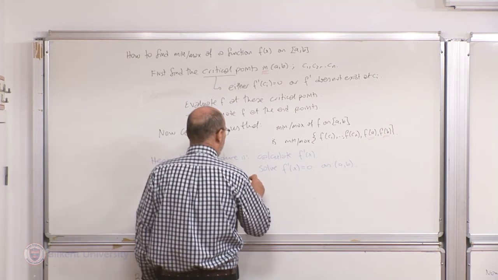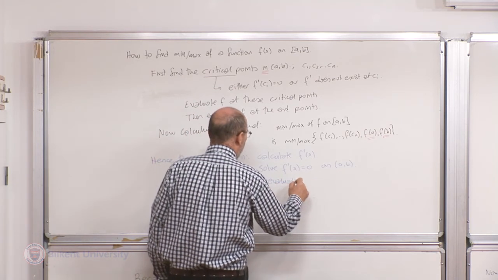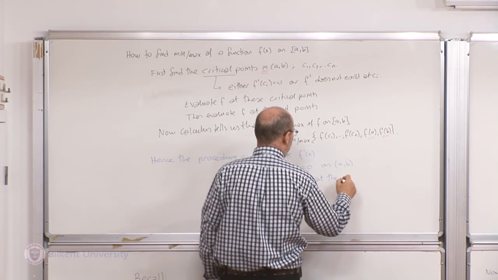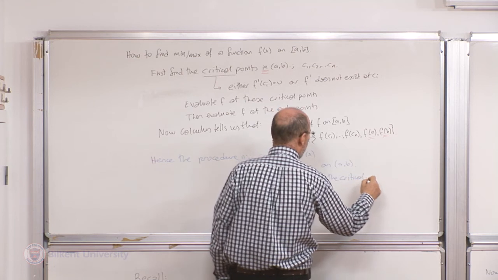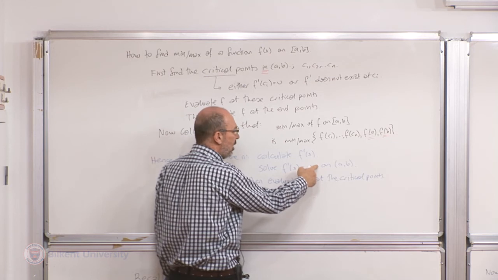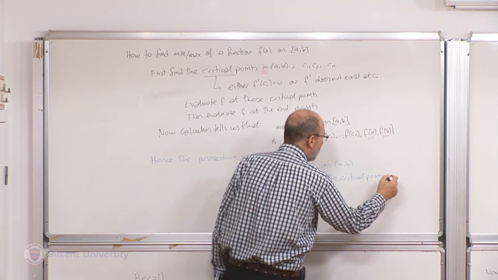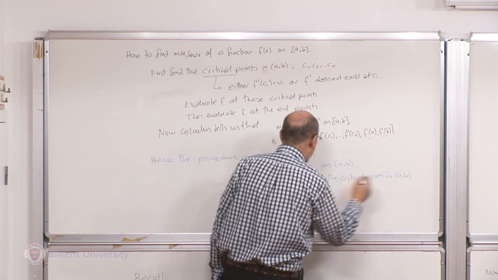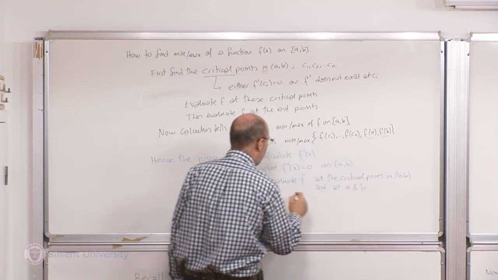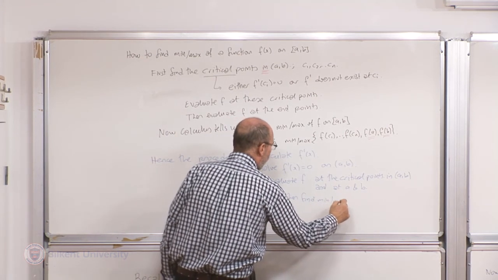Then evaluate f at these points, at the critical points. If the derivative does not exist, you will see it here, so I'm skipping that part. So you evaluate f at the critical points in (a, b) and at a and b. Then find the min and max.